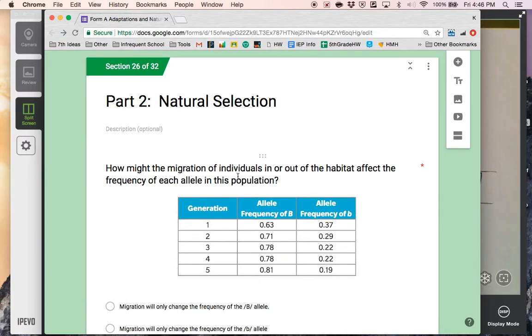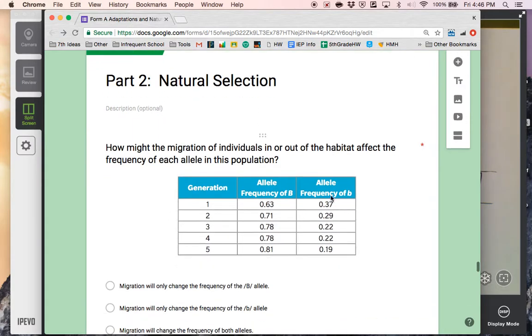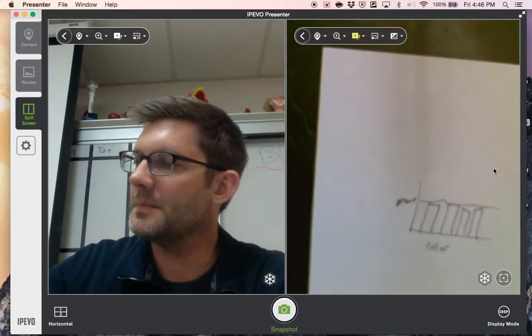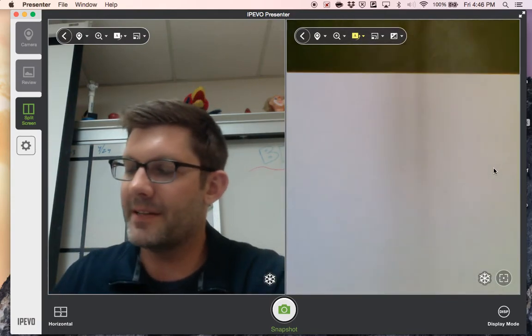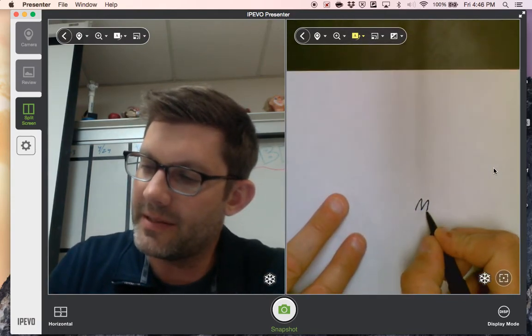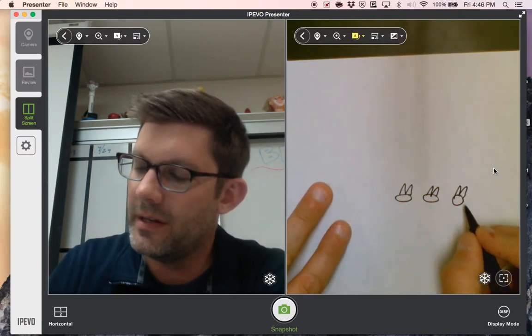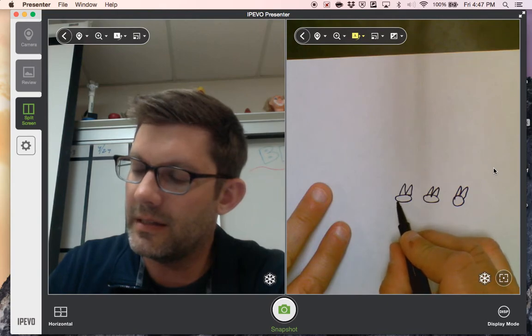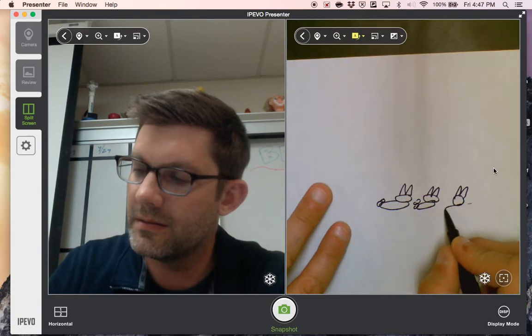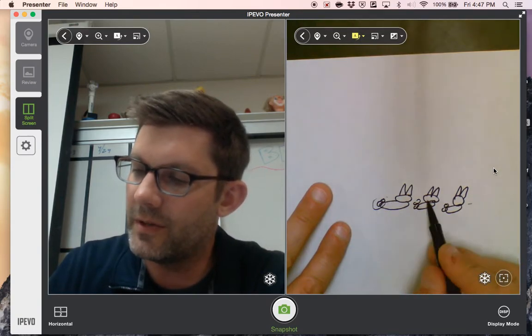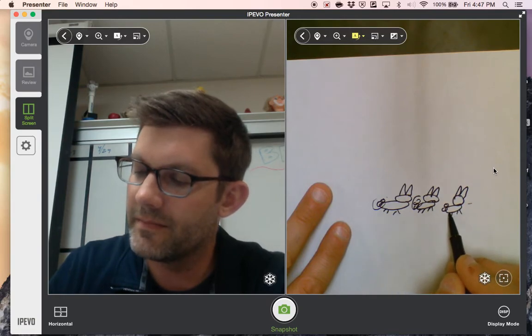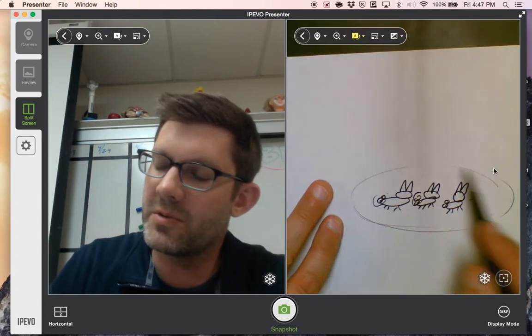Okay, how about what if migration happens? So we have this population. Let's draw a picture on this one. If I have a population of rabbits, I have all these cute little rabbits, and they all have 2 cottontails, whatever that means. They have 2 of them. There's their feet. Beautiful drawing.